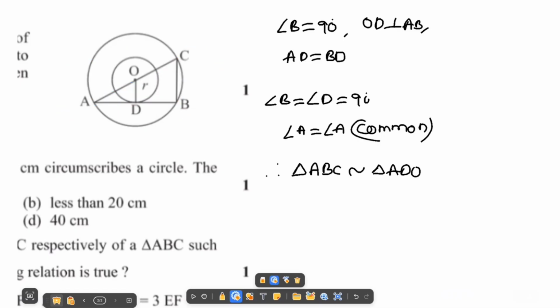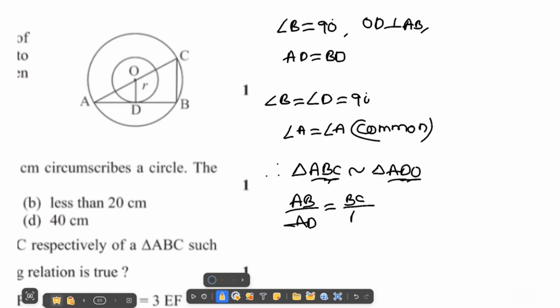Now, when the triangles are similar, corresponding sides are proportional, right? So what are the corresponding sides? You can write AB by AD is equal to BC by DO, equal to AC by AO.